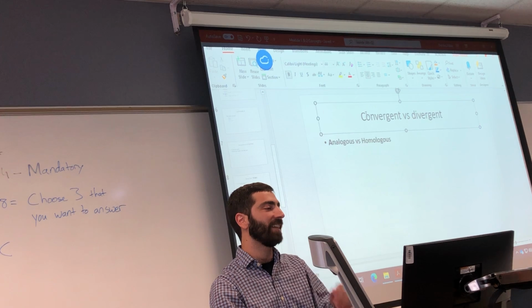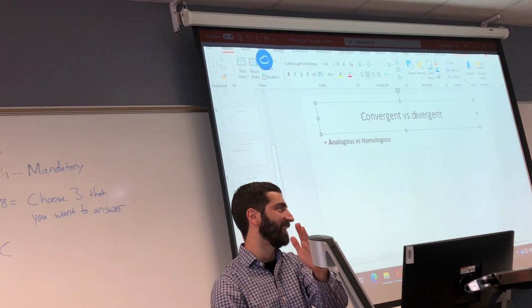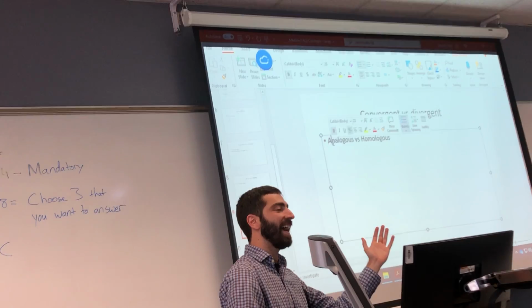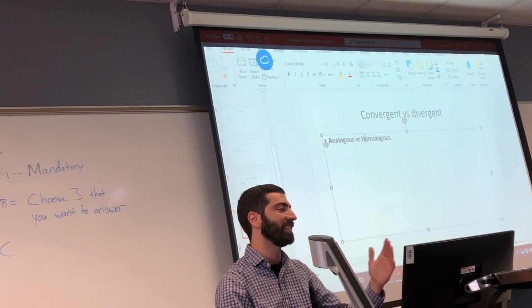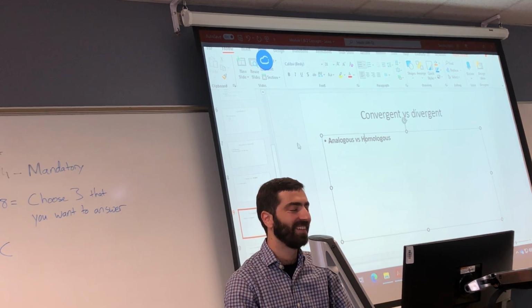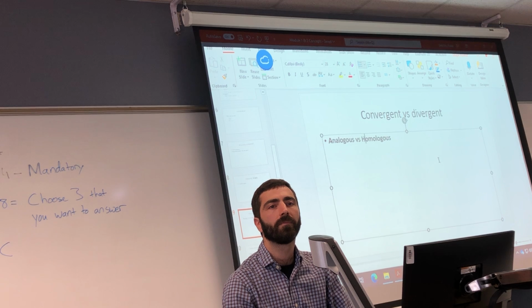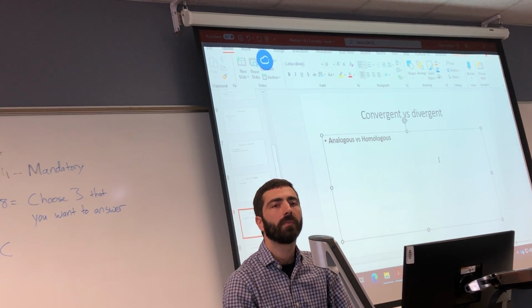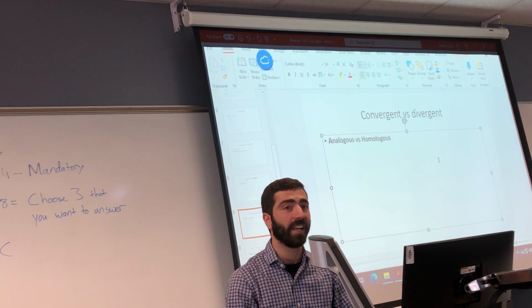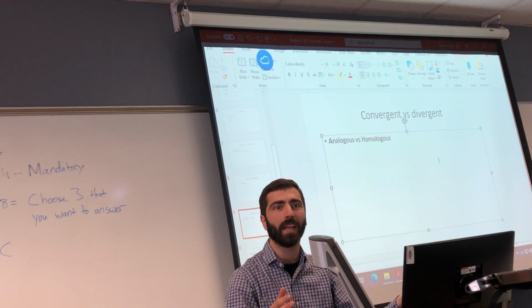Right, so when you look at this, convergent goes first, so it's in the 1 position. Divergent is in the 2 position. Analogous comes before homologous, so it's in the 1 position. Homologous is in the 2 position. Analogous just means same function but not the same structure, right? It's like an analogy. They're not the exact same, but they get at the same point.